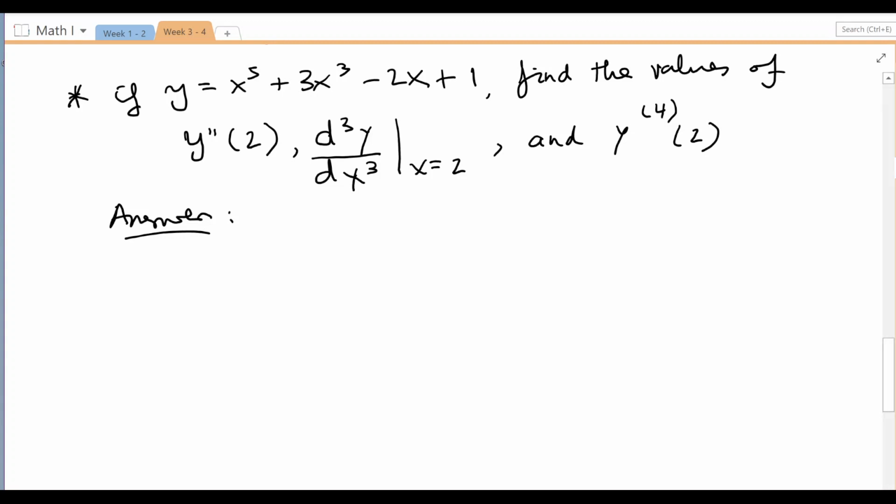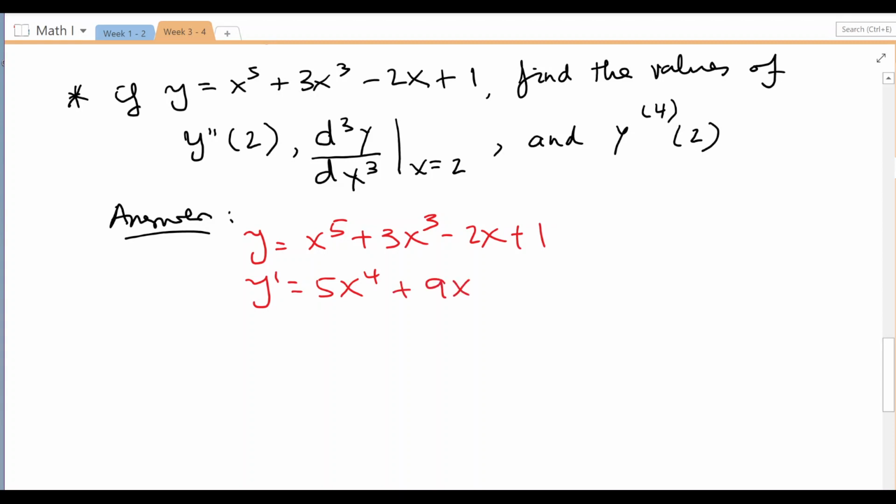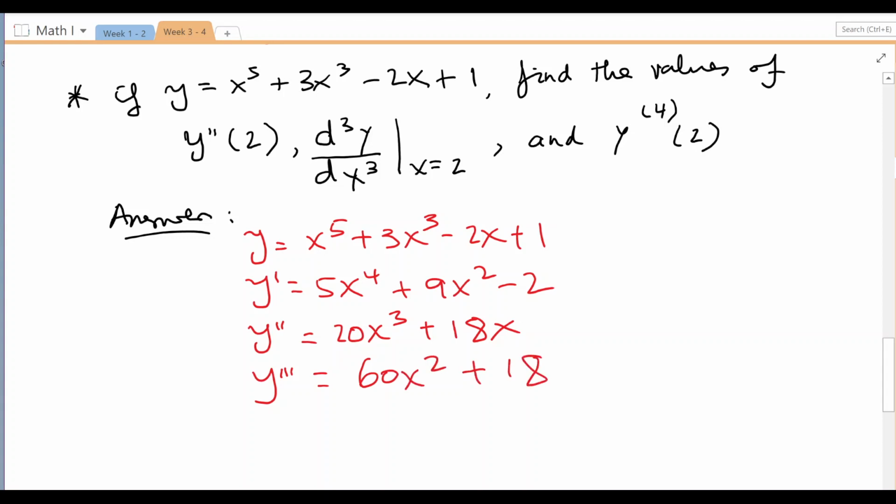Okay, let's make some room. So we have a function x to the 5 plus 3x cubed minus 2x plus 1. So we need the first derivative first, 5x to the fourth plus 9x squared minus 2. Second derivative is 20x cubed plus 18x. The third, 60x squared plus 18, and the fourth is 120x. That's it.